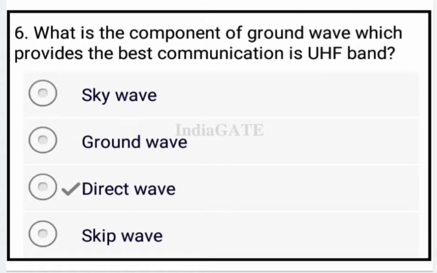What is the component of the ground wave which provides the best communication in the UHF band, that is, the ultra high frequency band? The correct answer is direct wave, that is your option C. So option C is your correct answer. Now come to the next question.